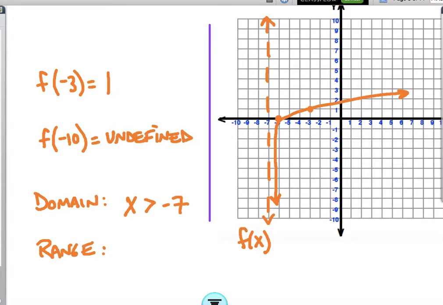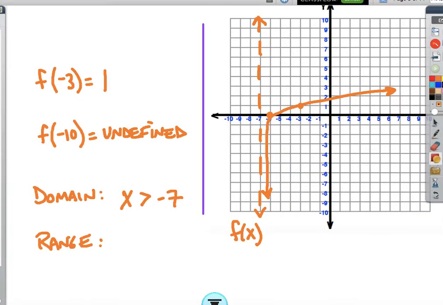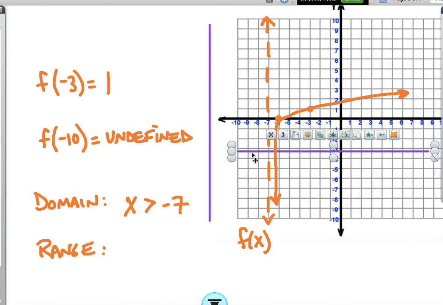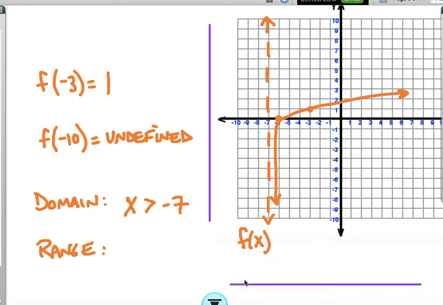As far as our range goes, I'll get the horizontal line this time. Okay, so range, remember, are your y values. So you're going to be looking from bottom to top. And what y values are you allowed to have? Well, do you see how this arrow is pointing down? So that means that our y values can just go down, down, down forever.